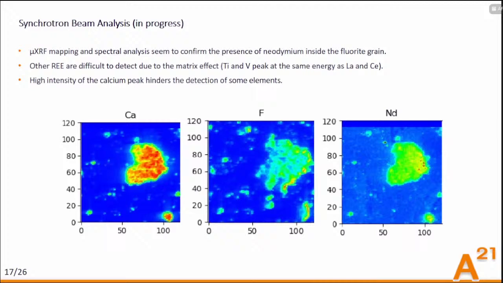We had quite some difficulties because of the matrix effect. Even though there's quite a big concentration of lanthanum and cerium, it was hard to distinguish them because of other peaks in the same energy range, like titanium and vanadium. Also, at this beamline they weren't used to working with calcium in such a huge concentration. The peak was really intense, and it was hindering the detection of some of the other elements. Since our sample was mostly calcium fluoride, it made some difficulties.